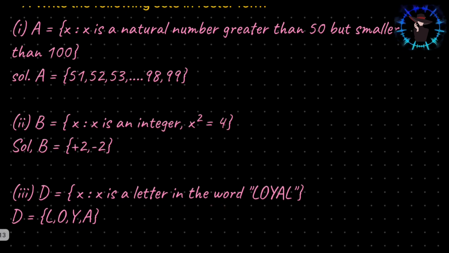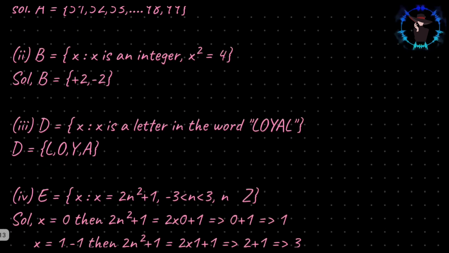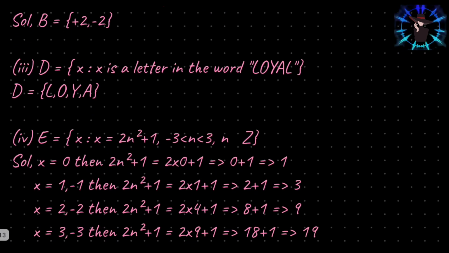x is a letter in the word LOYAL. We have L, O, Y. We already have L here, so we'll stop at A. We cannot repeat. The 4th one is x equals 2n square plus 1, where the value of n is from minus 3 to 3 and n belongs to integers. Because we have minus here, it belongs to integers.